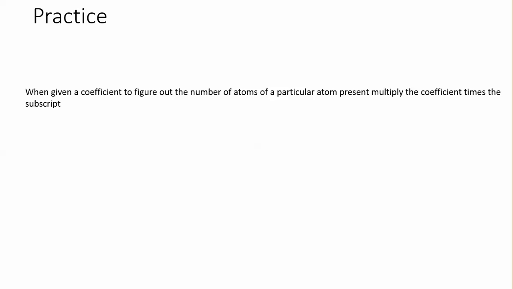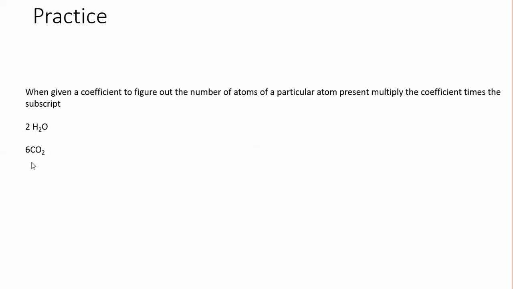When we're given a coefficient to figure out the number of atoms of a particular element present, we multiply the coefficient times the subscript. So there it is. So if I have 2 of these, remember this means 2 molecules. Each molecule has 2 hydrogen and 1 oxygen. So I do 2 times 2 gives me 4 hydrogen, and 2 times 1 gives me 2 oxygen.